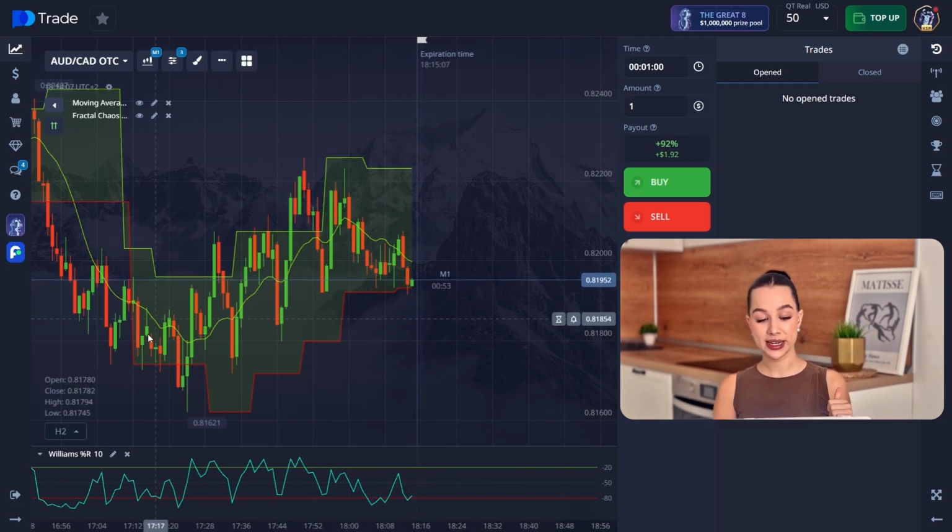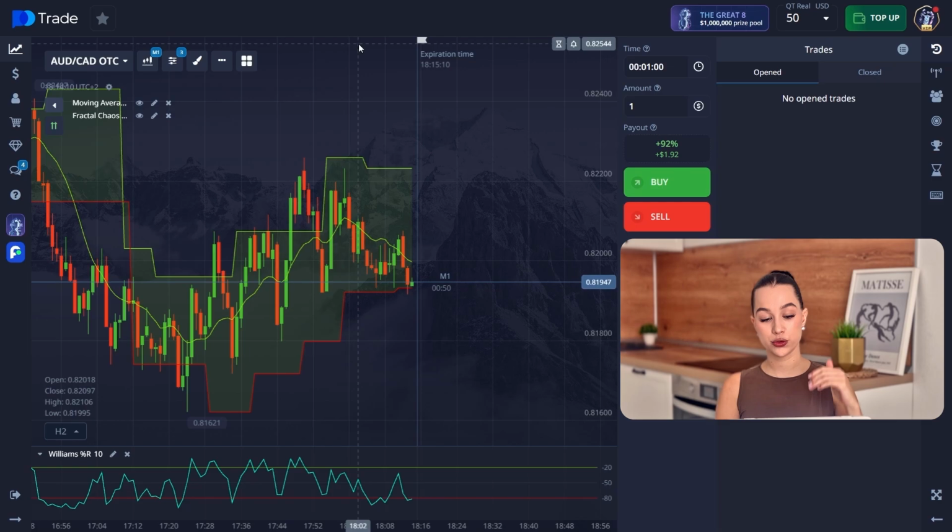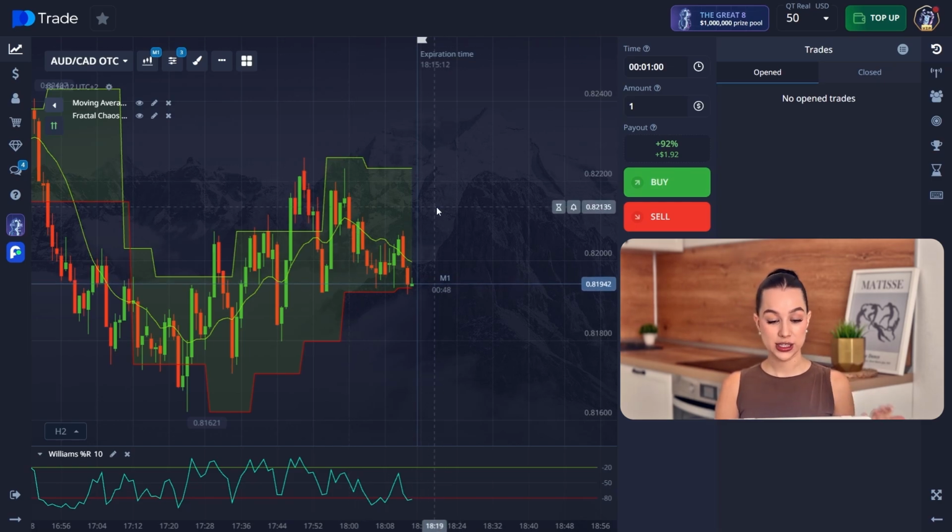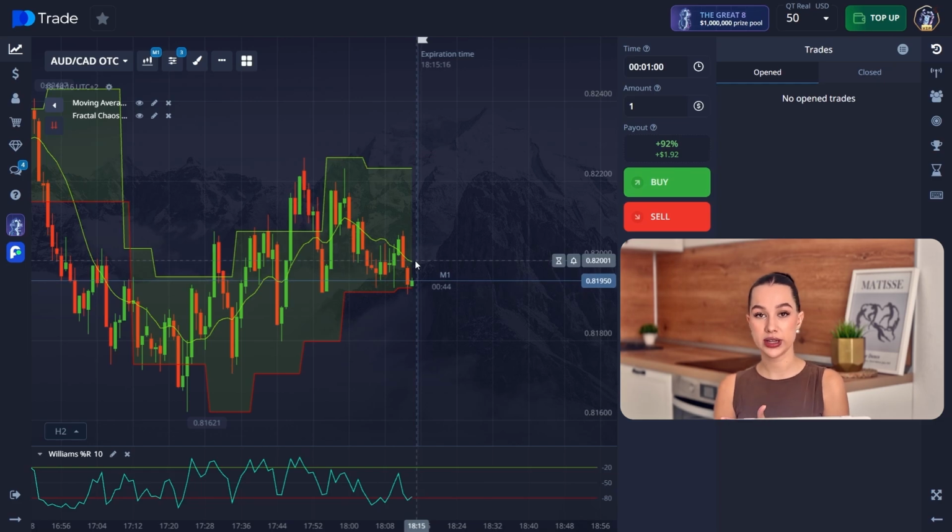But here, as you can see, we have minus 80, the oversold zone, and minus 20, the overbought zone. So you open a signal up when you see that the indicator drops below minus 80, the oversold zone, and the lines start moving upward, exiting the oversold area. This is definitely a sign to open a trade up.